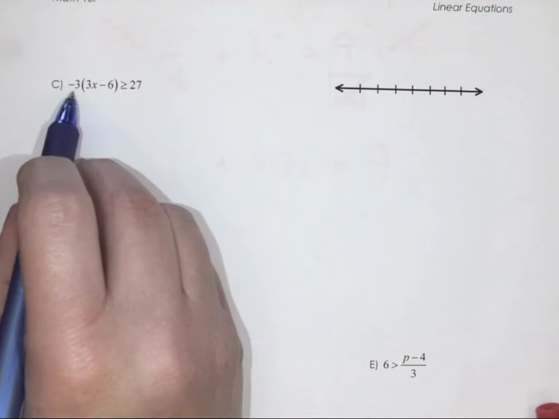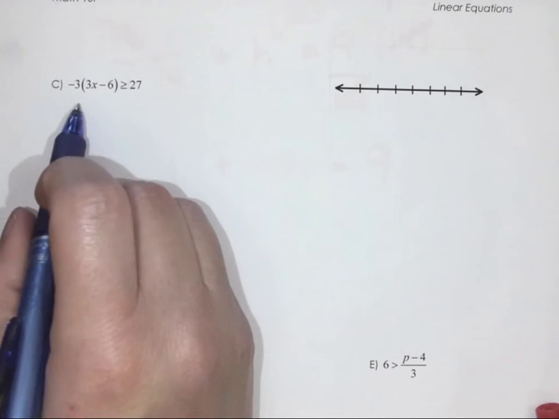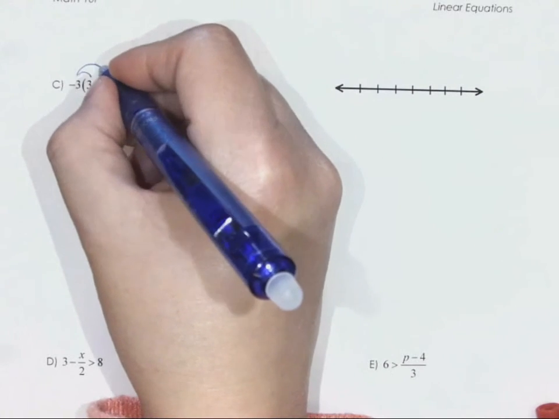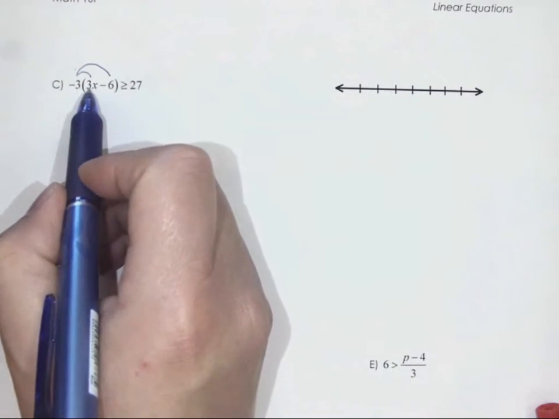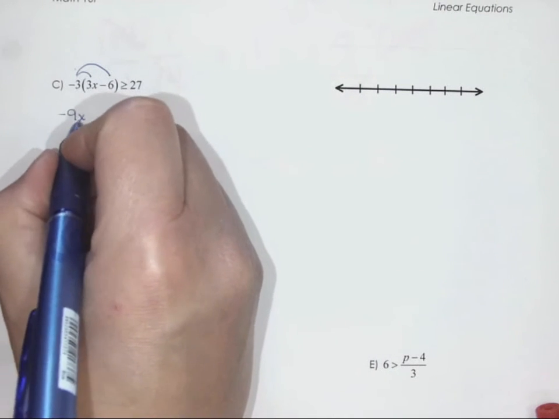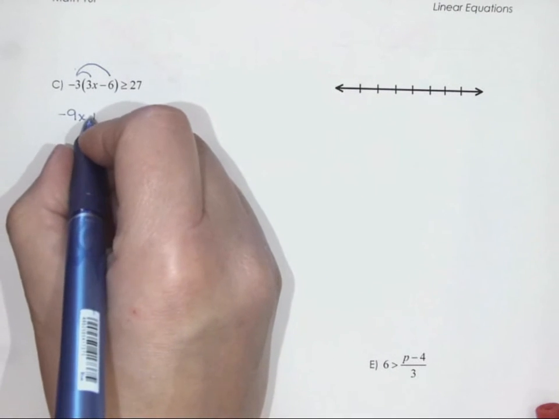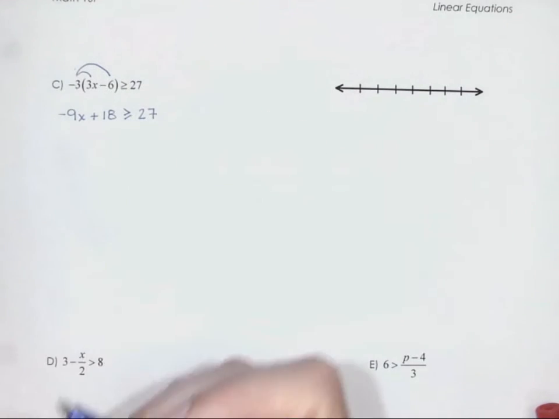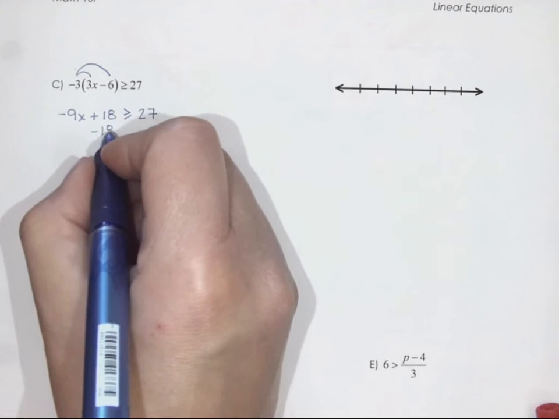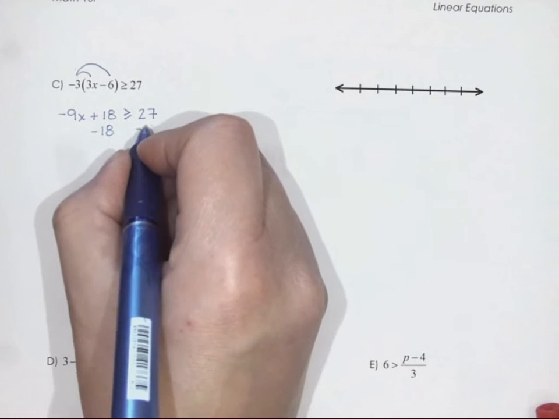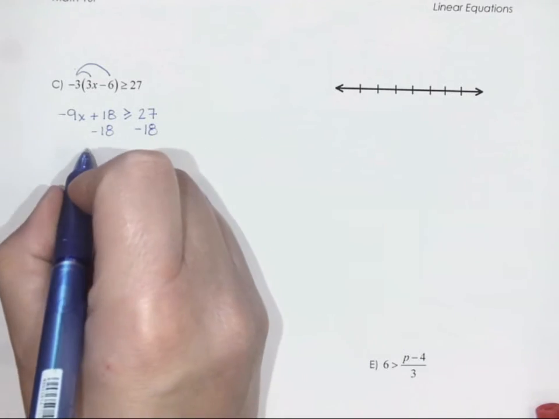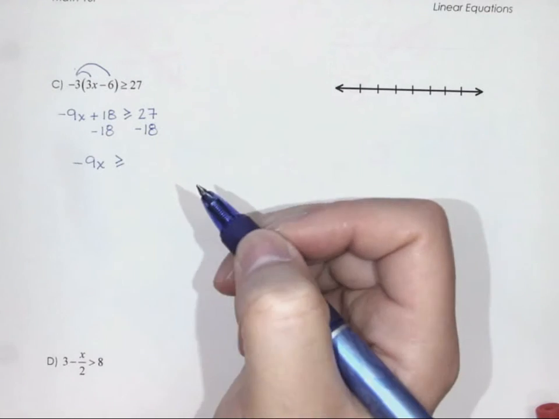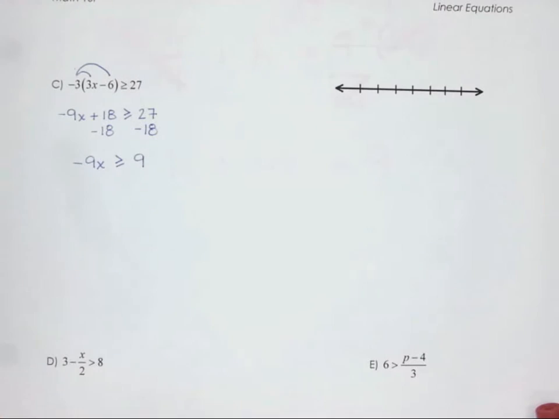All right, so this is the distribution from, I think, lesson 3. So we're going to multiply that negative 3 in, we're going to leapfrog it. So negative 3 times positive 3 is going to be a negative 9x. And negative 3 times a negative 6 is a plus 18, is greater than or equal to 27. So I'm going to subtract 18 from both sides. So I'm going to have negative 9x on this side is greater than or equal to a positive 9 on this side.